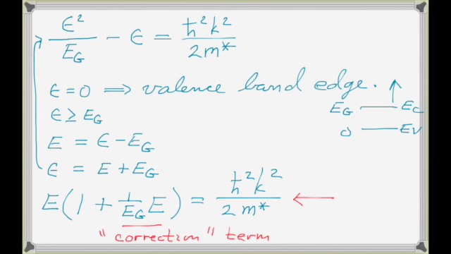And you get to this, where for your parabolic model, you just have E equals h bar squared k squared over 2m star. And now you have this extra term, what people call the correction term. The magnitude of that correction is proportional to 1 over the band gap. So for large band gap systems, that's not very important. For small band gap systems, it's more important.